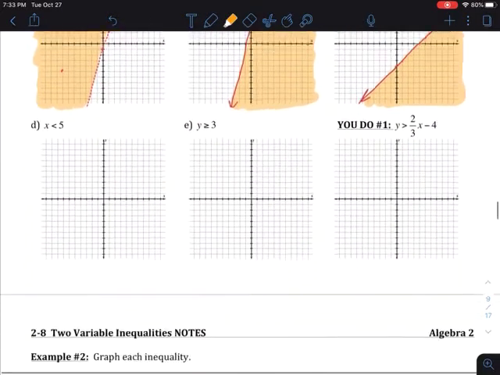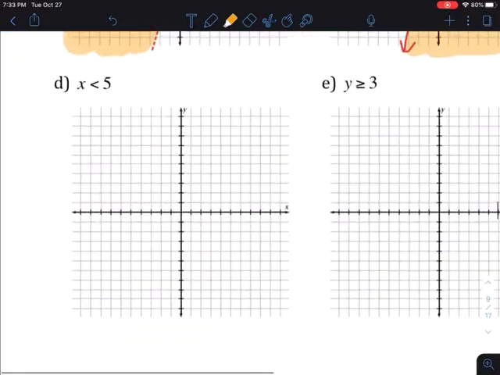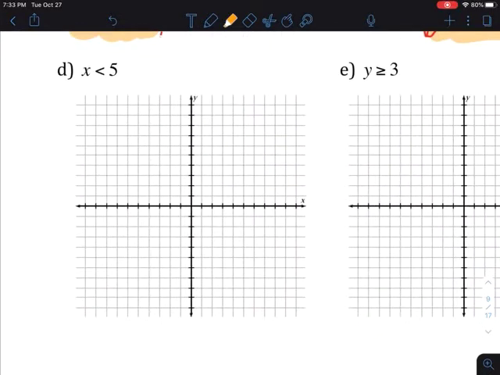Okay, moving on. Letter D. Now, notice in this problem we are missing a variable. In each problem, such as D and E, whenever you have a missing variable, it's either going to be a horizontal or vertical line. If you recall from a unit or two ago, when we have x equals a number, it's actually telling us where to put our first point.